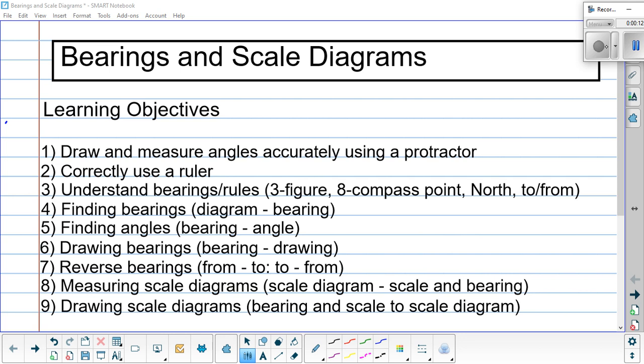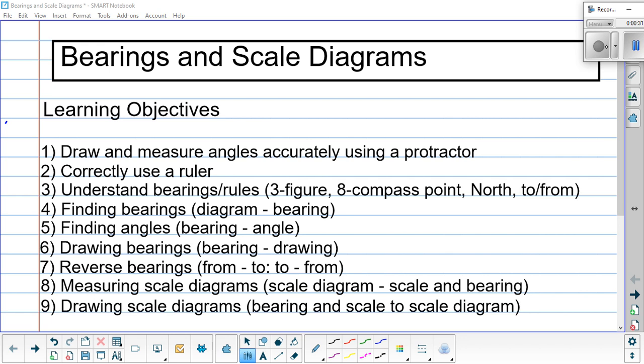We can understand bearings and the rules, so that means putting them in three figure, and all the compass points: 4 point, 8 point, and 16 point. Understand that they always measure from north, measure clockwise, and know that "from" can be changed to "to" if we swap up the variables.